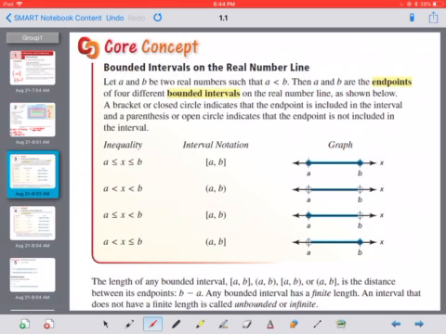Bounded and unbounded comes from the word boundary. Okay? If it's bounded, it has boundaries. It has a start and it has a stop. It has a limit that it can be. It will have an end point. Okay? And we symbolize that in different ways depending upon how we interact with the end point.